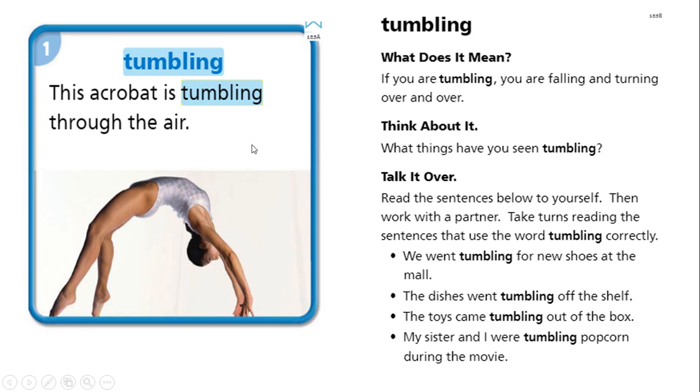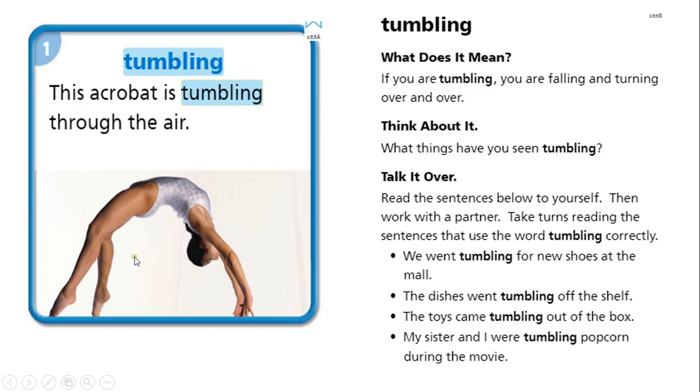So the first new vocabulary word is tumbling. Tumbling. Again, repeat after me. Tumbling. What does that mean? Let's use it in context. This acrobat is tumbling through the air. This girl is the acrobat. She is tumbling through the air.